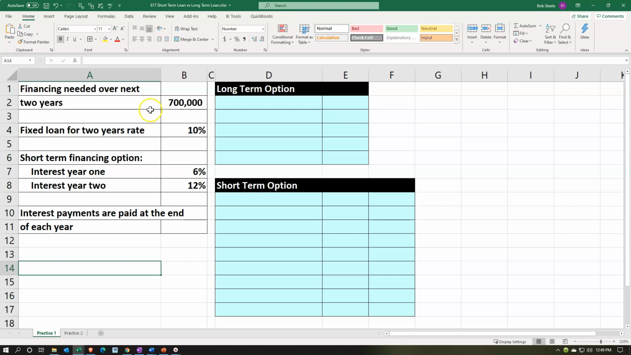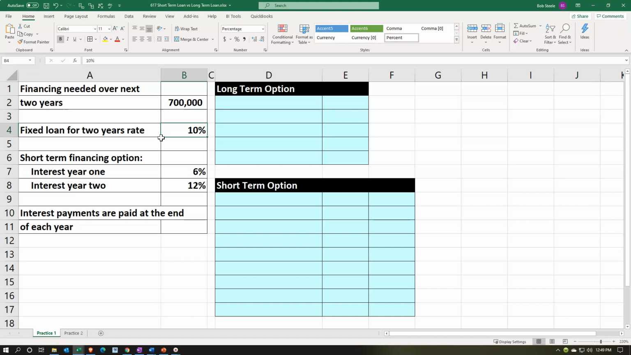So the financing needed, we're going to say over the next 2 years is going to be $700,000. We need a $700,000 loan. We need it now. We need it for 2 years. We think we're going to need it for 2 years, and we're going to pay it back at that point. So the fixed loan, we could take out a fixed loan, but it has a 10% interest rate. And then they'll basically say, well, then you can have a short-term financing option. You can take out a short-term loan, and for the first year, the rate is only 6%.